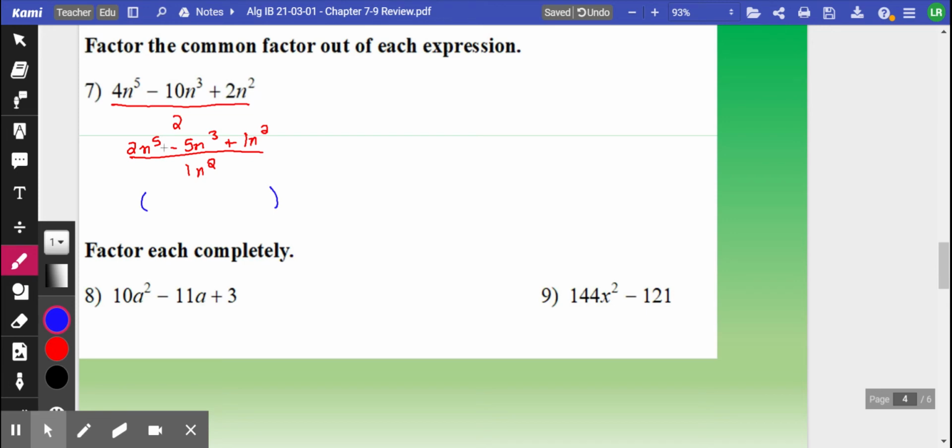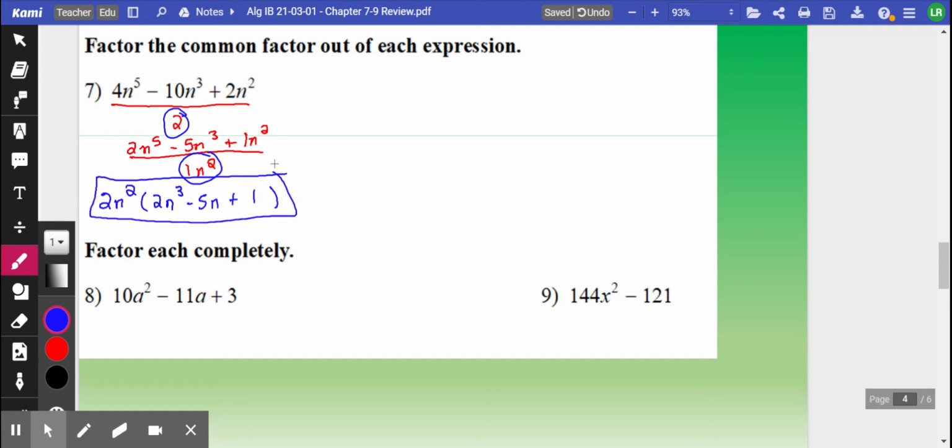So n to the 5th divided by n squared. Remember, when I'm dividing n's, I subtract exponents. So 5 minus 2, that'd be 2n to the 3rd, minus 5n to the 3rd divided by 1n squared. So it'd be minus 5n. So I just have 1 left. And n squared divided by n squared, there's no more n's. So plus 1. On the outside then, I would take those 2 and multiply them together.